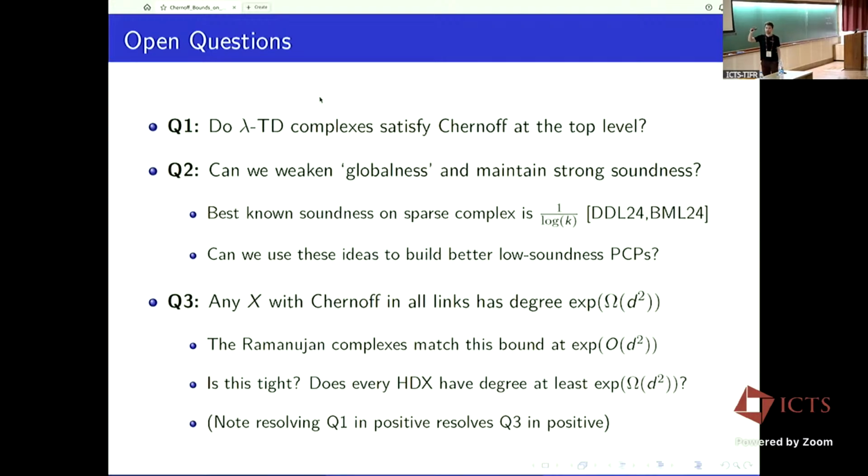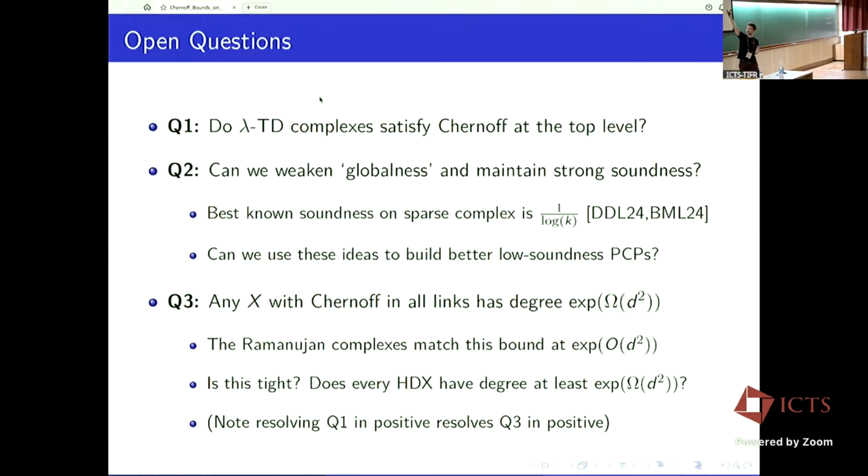And finally, I want to address this degree question briefly that was asked. It turns out that you can prove without too much difficulty that any sufficiently regular complex X that satisfies true Chernoff in all links has to have degree 2 to the omega d squared, and that this bound is matched by the Ramanujan complexes. Our best possible constructions of HDX have degree 2 to the O of d squared. So up to the exponent, these match.